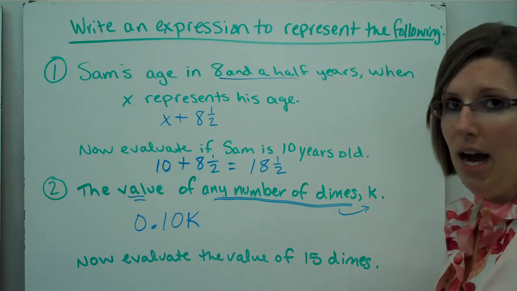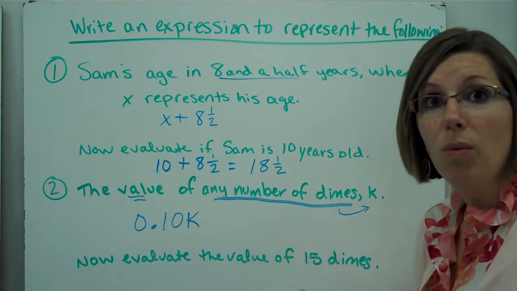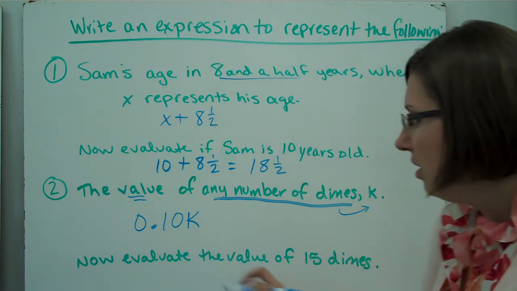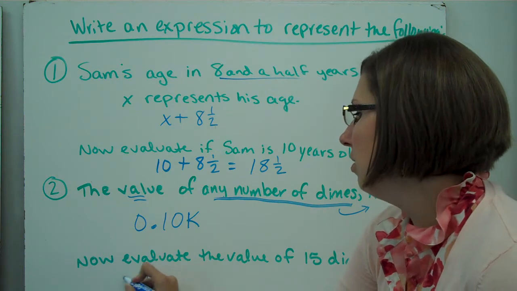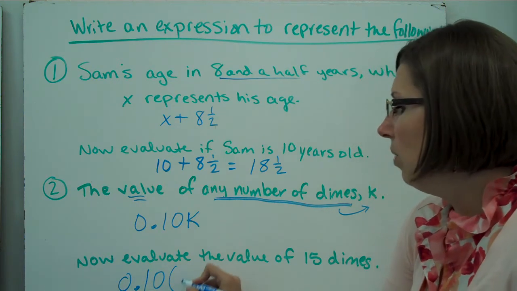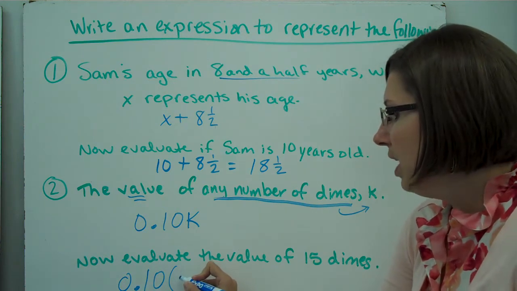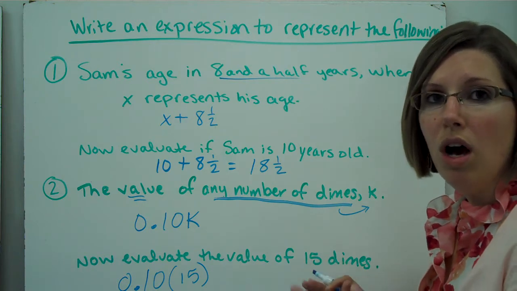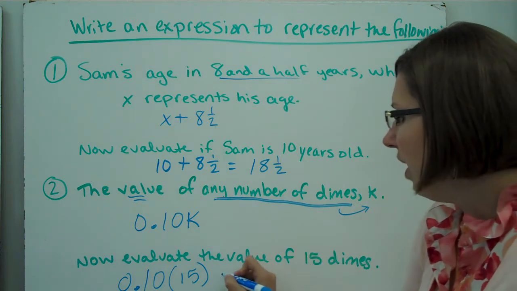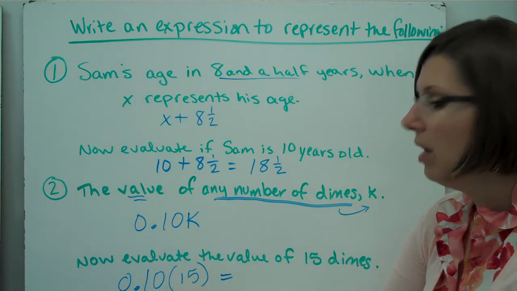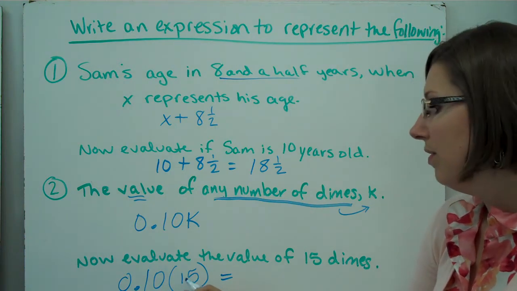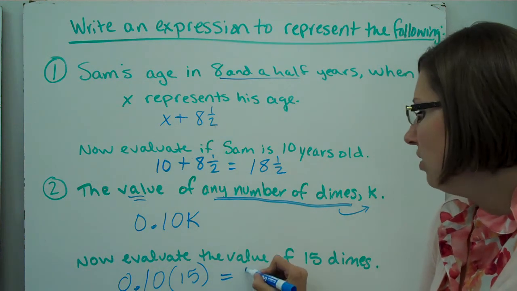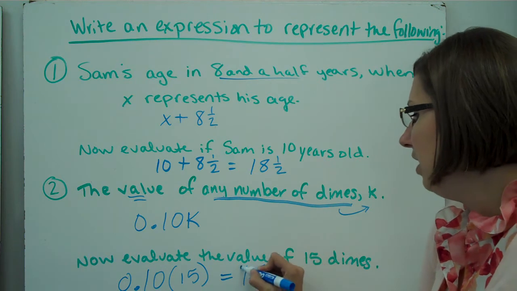Now, let's evaluate this scenario. Let's say I have 15 dimes. How much money would I have total? What would the value be? What would it be worth? So, I'm going to multiply 1/10, which is the value of a dime, times how many I have, 15. And like I said, if you don't feel comfortable multiplying this out, that's fine. Since I'm taking 1/10 of this, I'm just going to move the decimal of 15, that whole number, to the left once. So I'm going to have $1.50.